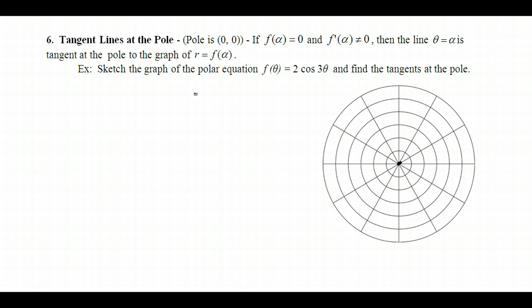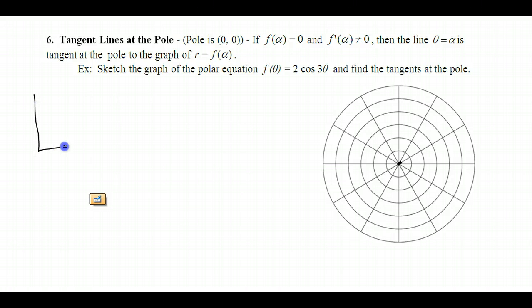It sounds confusing. It really isn't too bad, and after we go through this example, I think it will be pretty basic what it is. The first thing that we have to do is sketch the graph of our polar equation. So here's f of theta, and we have 2 cosine 3 theta. And then after that, we want to find our tangents at the pole. So let's just review our graphing here.